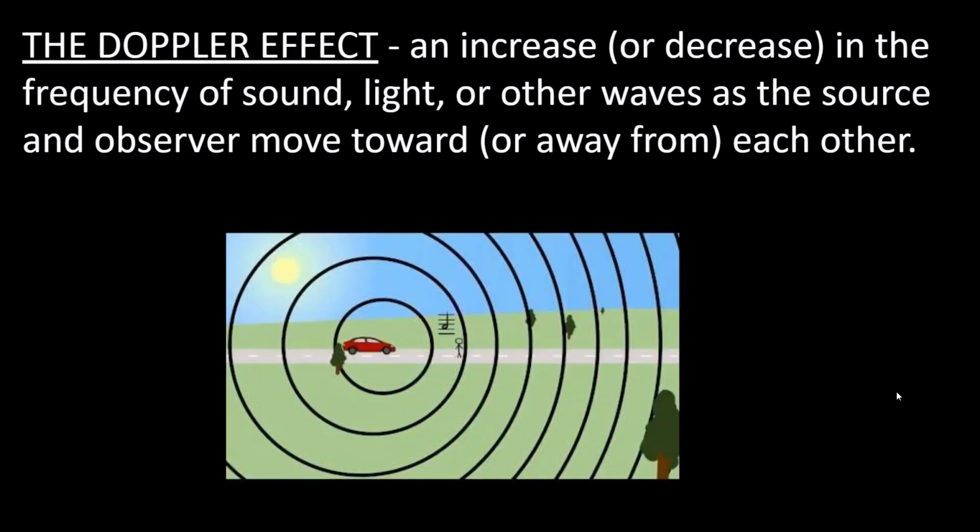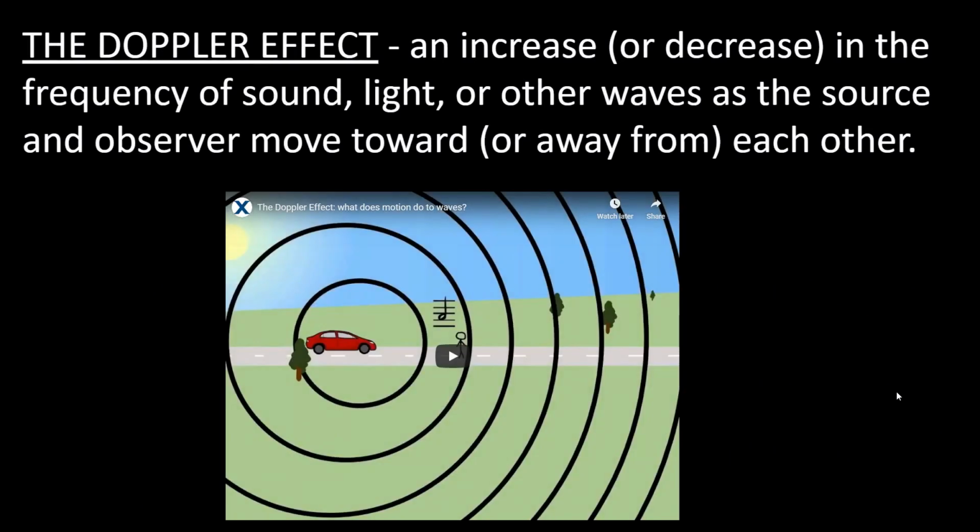And that sort of moves us to the Doppler effect. I think we've all experienced the Doppler effect one way or another. I know sometimes you see a plane before you hear it because that sound is moving in a different direction. The Doppler effect is an increase or decrease in the frequency of sound or light or other waves as the source and observer move toward or away from each other. So this video will explain it pretty quickly.